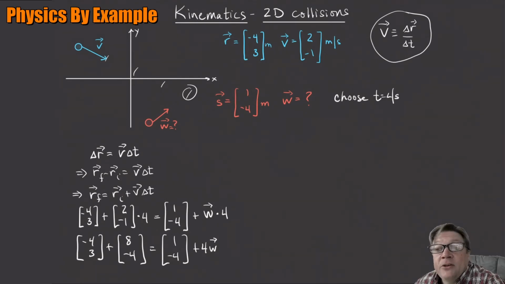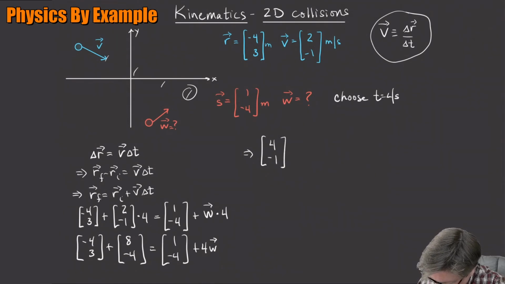All right, so on the left-hand side, I'm just going to add those vectors together, just like it says. So let's bring it over here. On the left-hand side, I've got -4 plus 8, that's going to be 4. 3 plus a -4 is -1. That's going to be equal to, apparently that's where these things are going to collide, 1 -4 plus 4W.